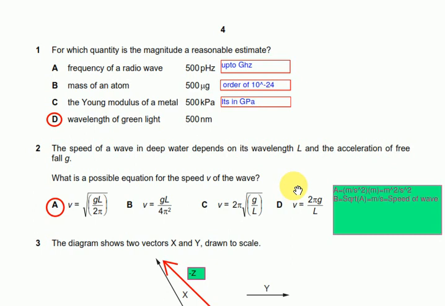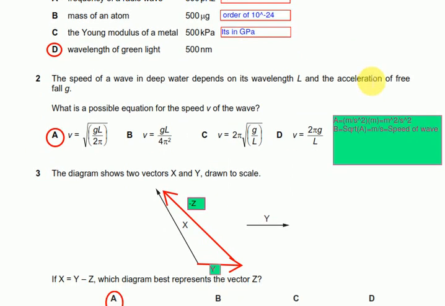Frequency of a radio wave is up to gigahertz, so that's not correct. Mass of an atom is to the order of 10 raised to the power negative 24. That's also not correct. It's 500 micrograms. The Young modulus of a metal, 500 kilopascals, is roughly of the order of gigapascals. So that's also not correct. So D is the wavelength of green light. It's 500 nanometers. So that's a reasonable estimate. So D is the correct answer.